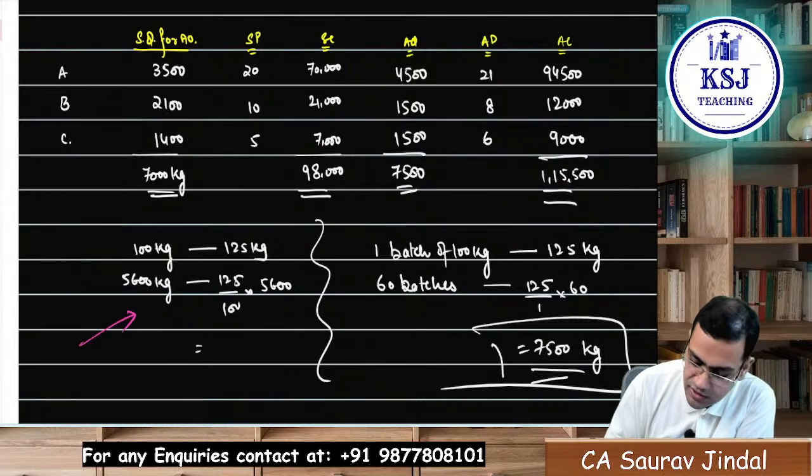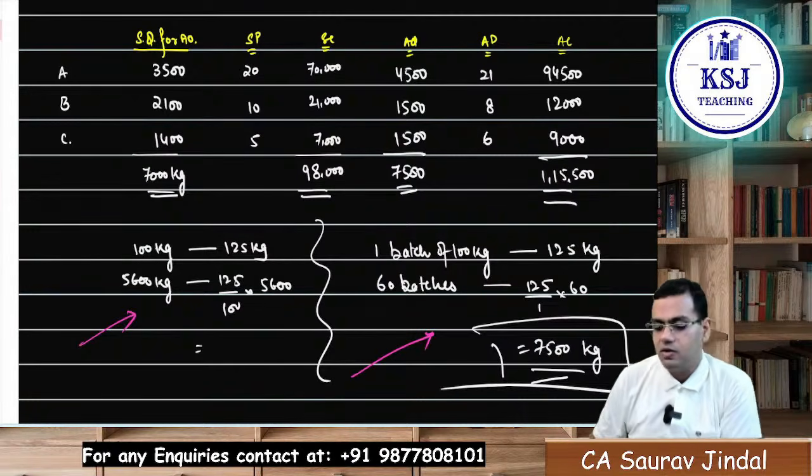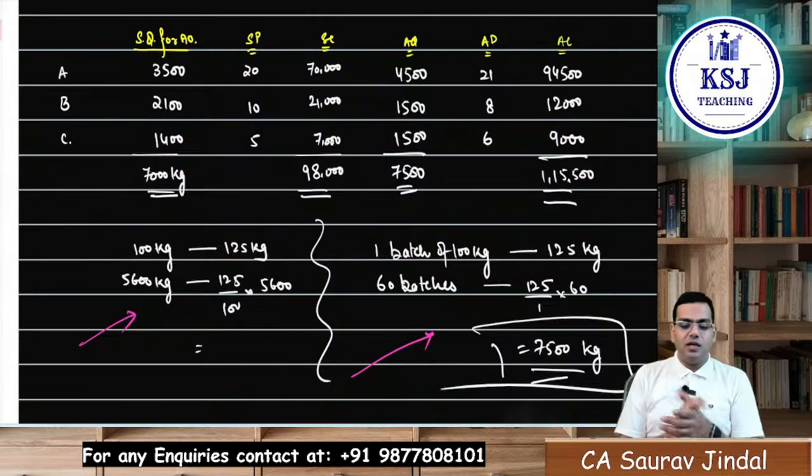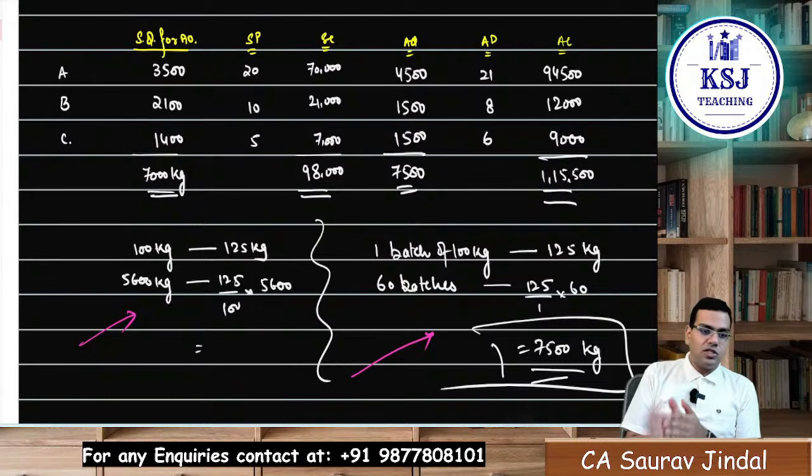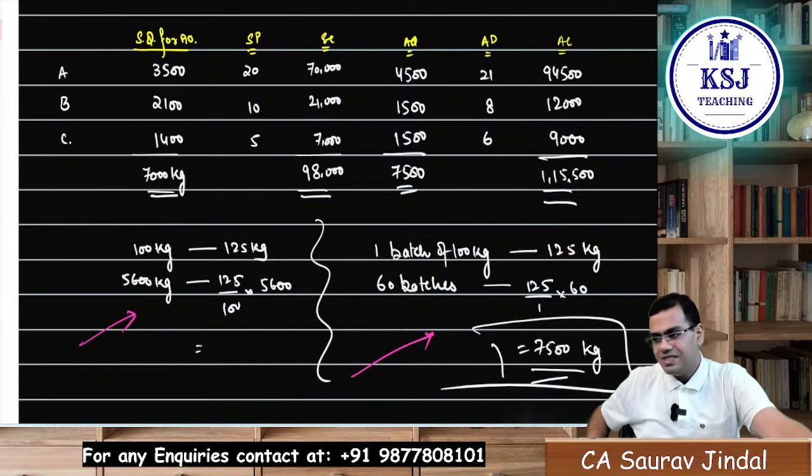One is this calculation, another one is this calculation. One is how much of the total standard quantity for an actual output should have been used, and what is the actual quantity that has been used in 60 batches. Right, now you can calculate the price and usage variance easily.